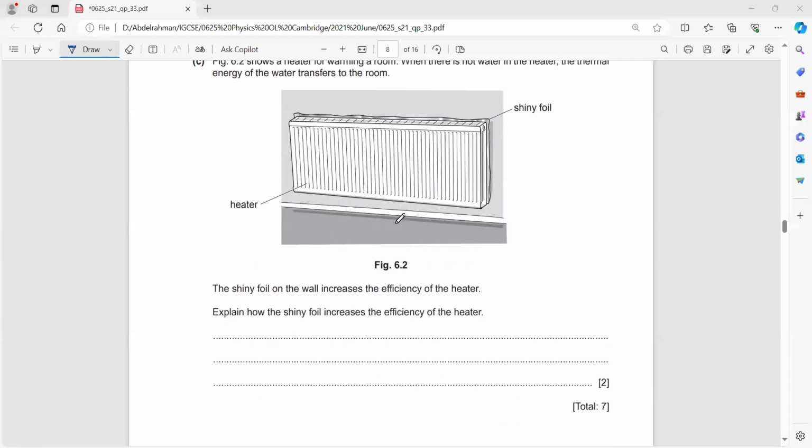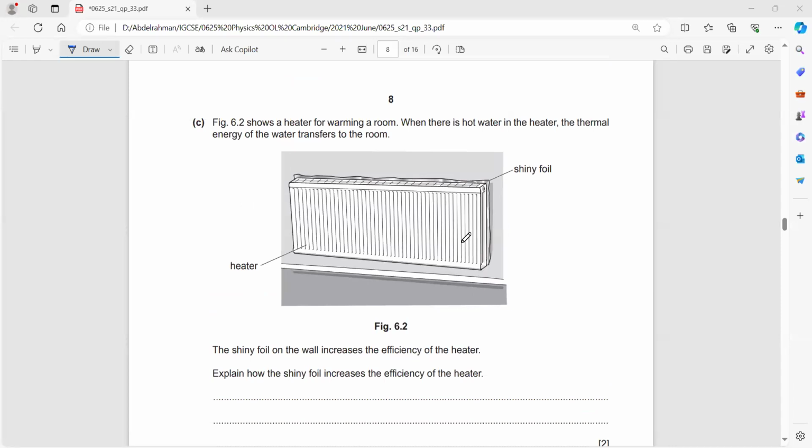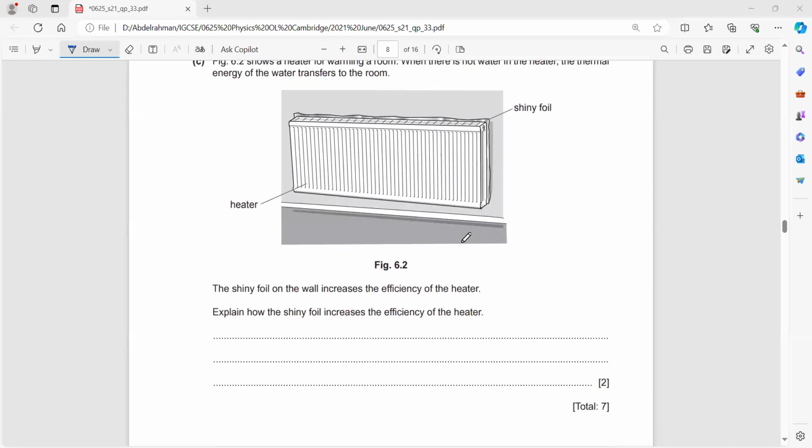Okay, here I have a shiny foil behind the heater. How does this increase the efficiency of the heater? You're saying it is the worst emitter of infrared radiation, it reflects any thermal energy trying to escape the room, the worst infrared absorber.